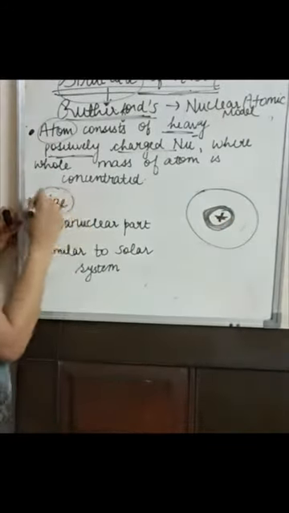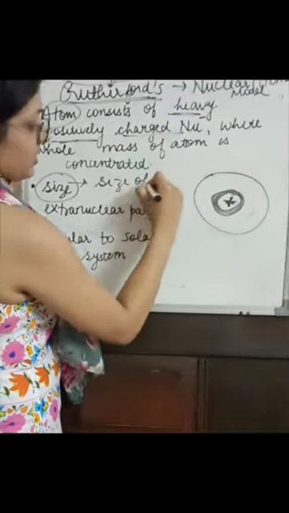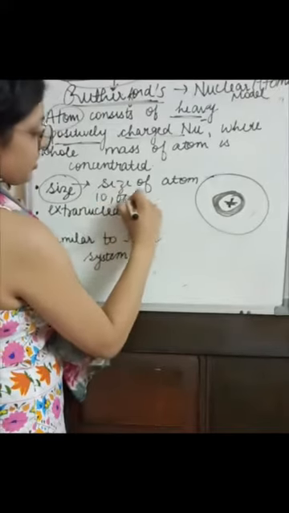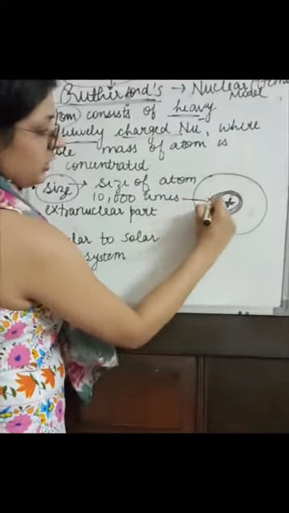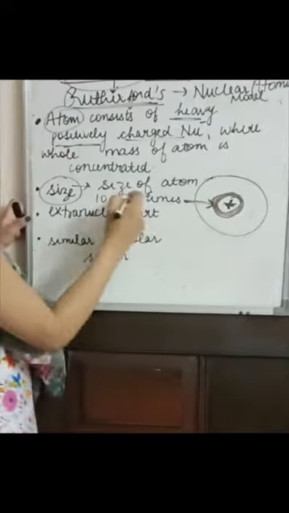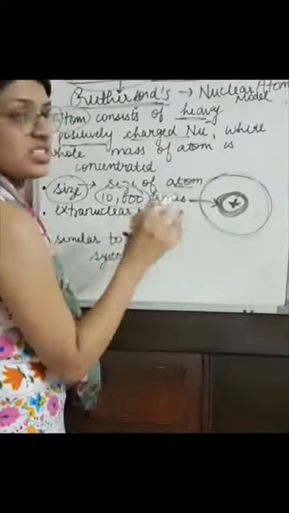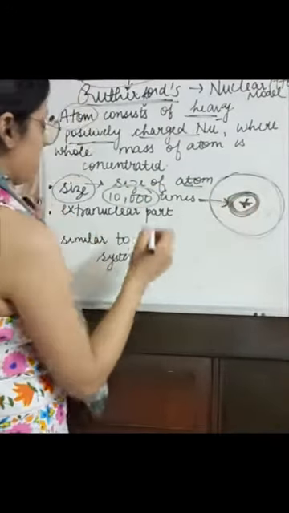Now size. The size of the atom is 10,000 times the size of the nucleus. That is, this whole atom is 10,000 times larger than this nucleus.